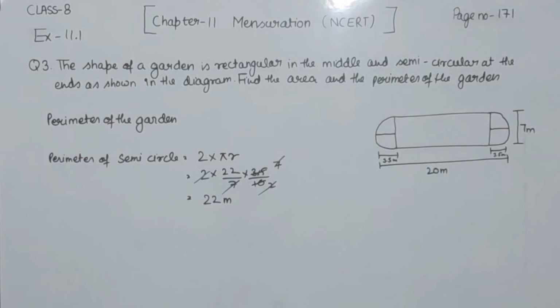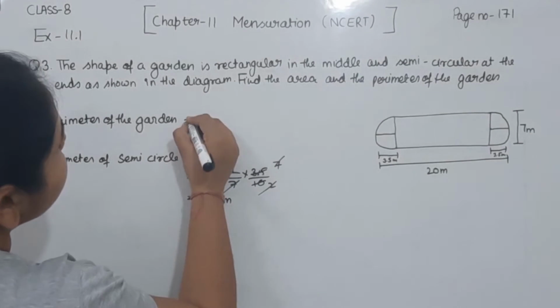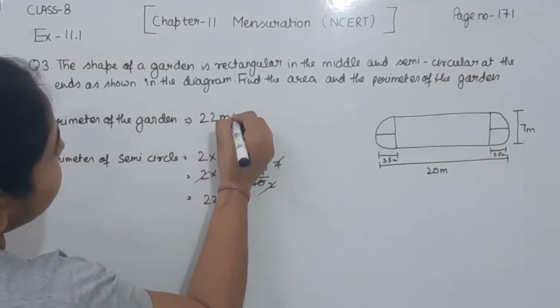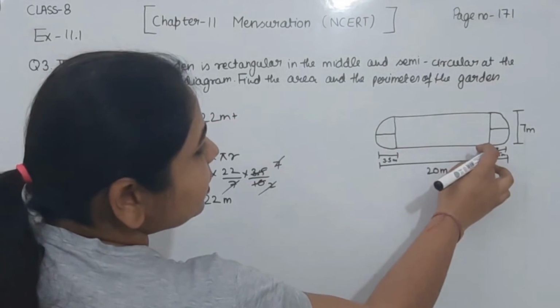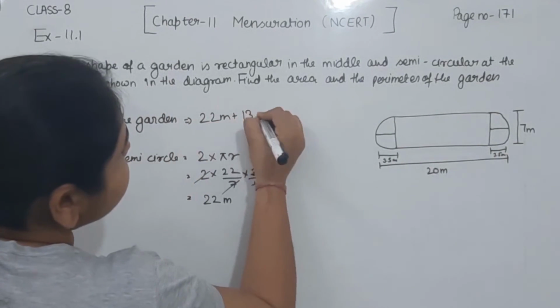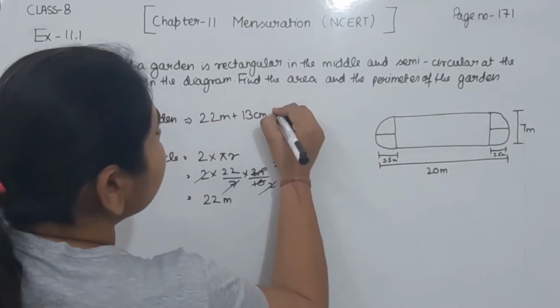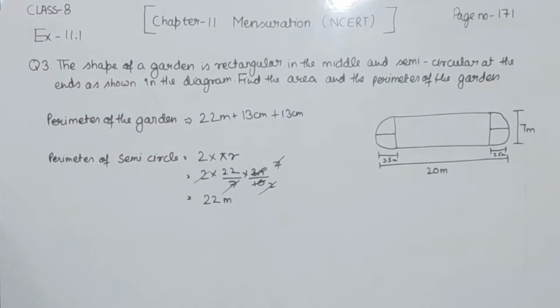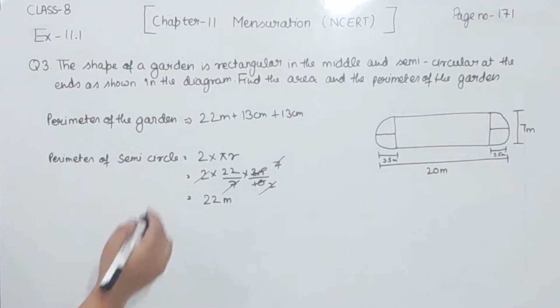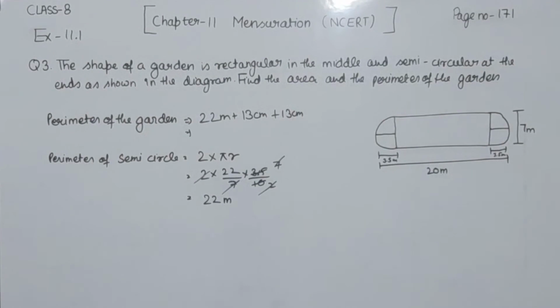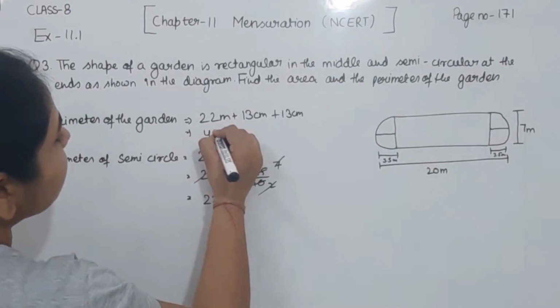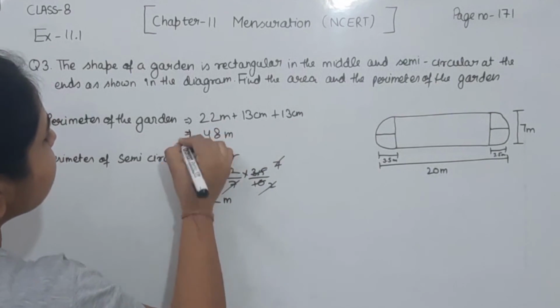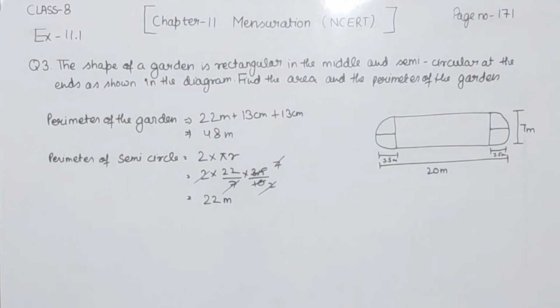Now we have to find the perimeter of the garden. So I'm going to write here 22 meter plus, from here to here, 13, and this one is also 13, and this side we have included in the semicircle. Now I'm going to add this one. So 22 plus 13 plus 13 is equal to 48 meter. So this is the perimeter of the garden.